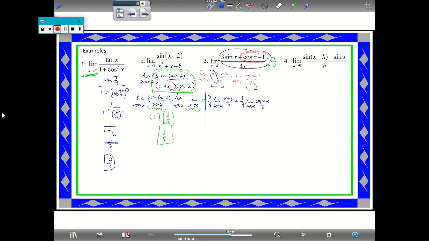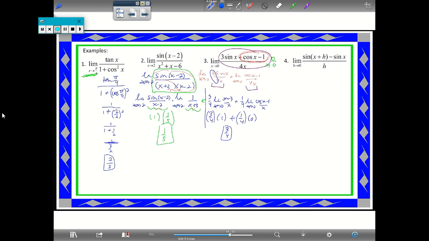Okay, so we're ready to evaluate. I've got 3/4 times 1 plus 1/4 times 0. I have both special limits there, which is kind of fun. So that gives me an answer of 3/4. Okay, how are we there? We okay?